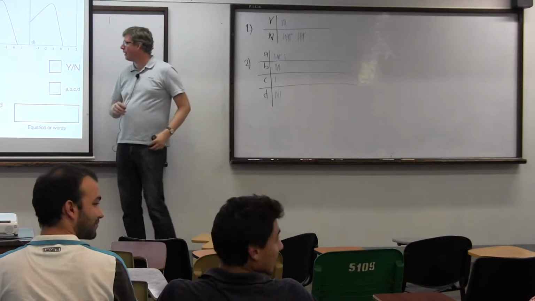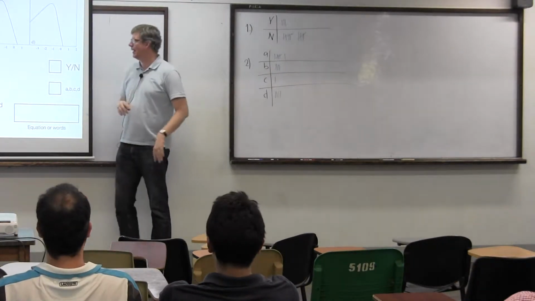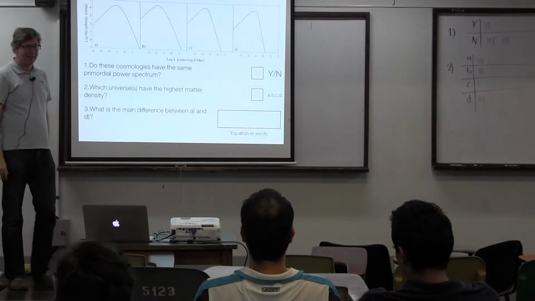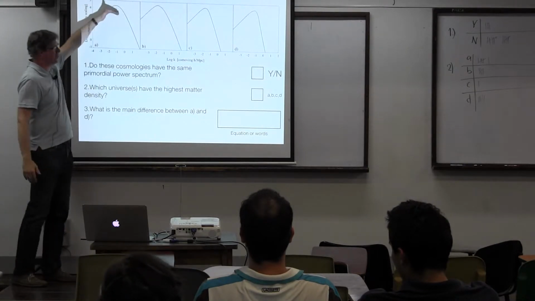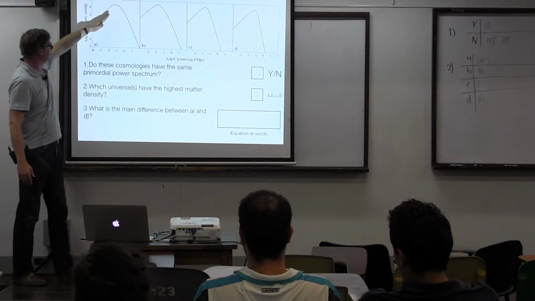So where in this plot is the primordial power spectrum? Yes, exactly. It's at the beginning, on this side. And as things change, they change the slope. Okay? So the primordial power spectrum is here.